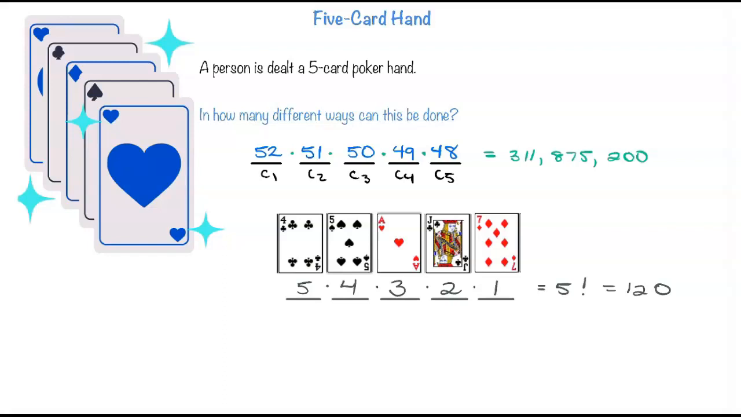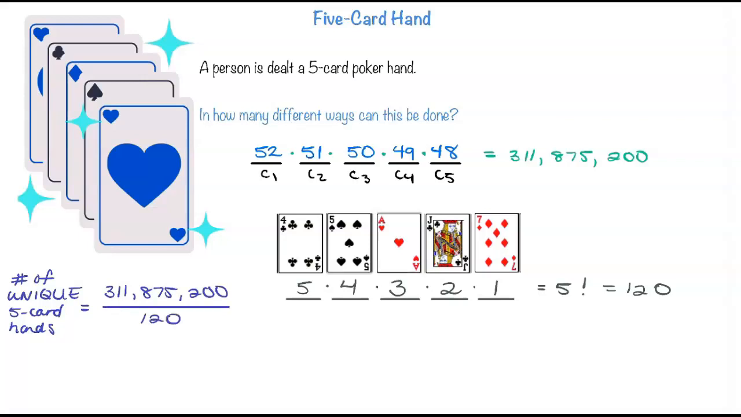So now let's recalculate how many different ways this can be done. In our number of 311 million, every group of 120 is a repeat. So to find the number of unique hands, we'll take our total number, 311,875,200, and divide by 120. This gives us a much more reasonable answer, but still huge, 2,598,960. That's how many different ways you can be dealt a 5-card poker hand.